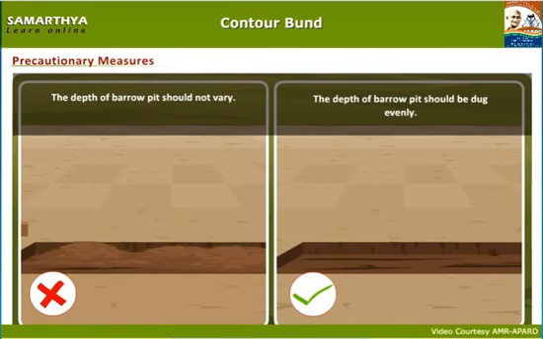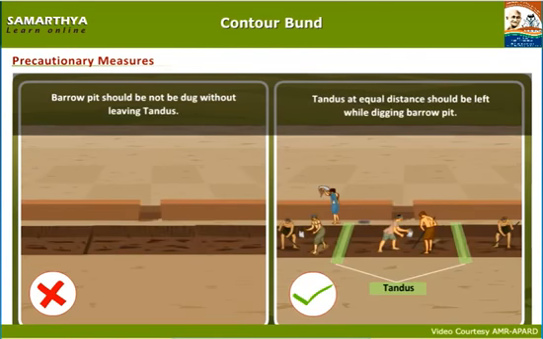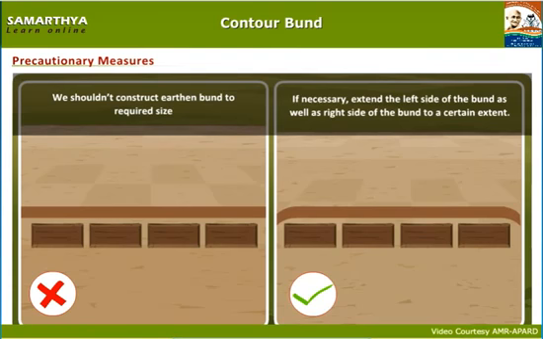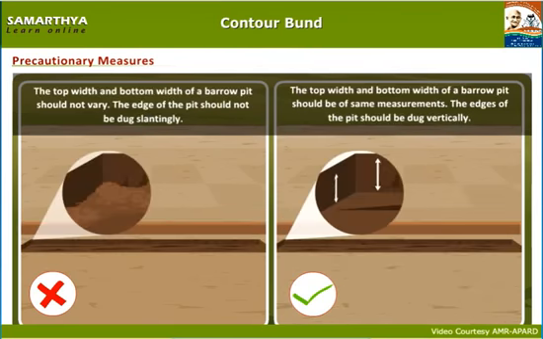The depth of a barrow pit should not vary. The depth of a barrow pit should be dug evenly. Barrow pit should not be dug without leaving tandoos. Tandoos at equal distance should be left while digging a barrow pit. If necessary, extend the left side of the bund as well as the right side of the bund to a certain extent. The top width and bottom width of a barrow pit should not vary.